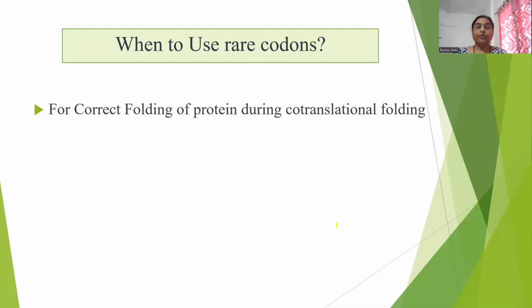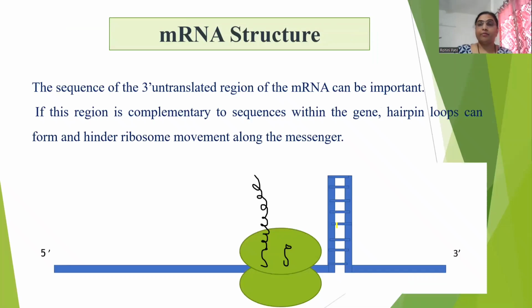So when you have to express the gene in the E. coli host, you are going to use a combination of the frequently used codons and the rare codons for the accurate protein folding, or the correct folding of the proteins, and also for the high level of expression of the genes. Okay, now next is the mRNA structure, how it is going to affect the expression of the cloned genes.